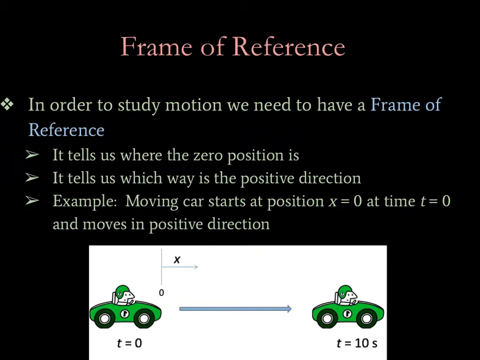Now, in this example down here, we have no idea where this car is actually starting, but we're going to call its initial position 0. We're going to say to the right is positive.